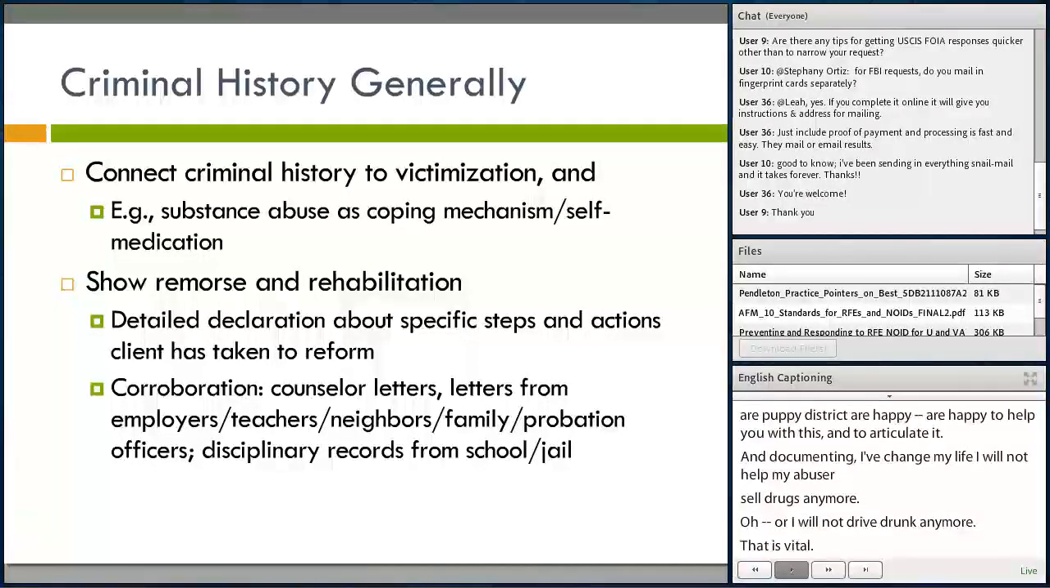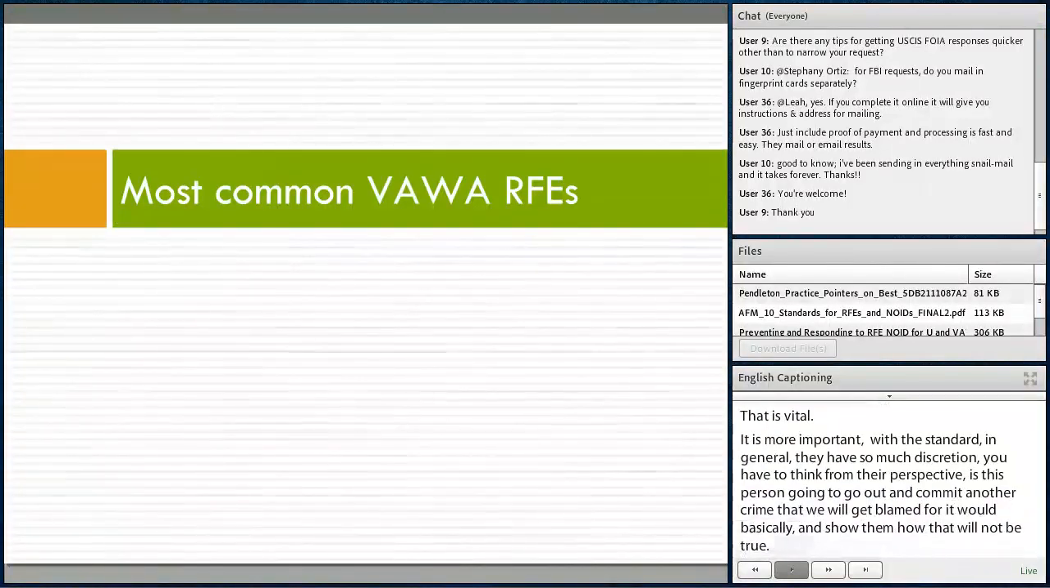I think it's even more important with U visas than with VAWA because of the standard, but in general, given they have so much discretion, you've got to think from their perspective, is this person going to go out and commit another crime and then we're going to get blamed for it, basically, and show them how that's not going to be true.